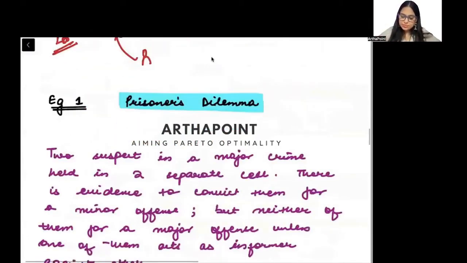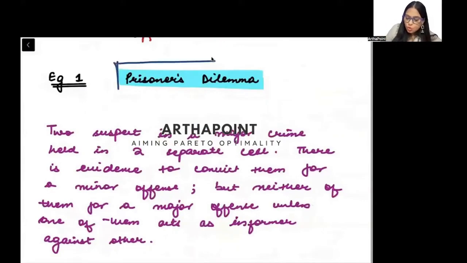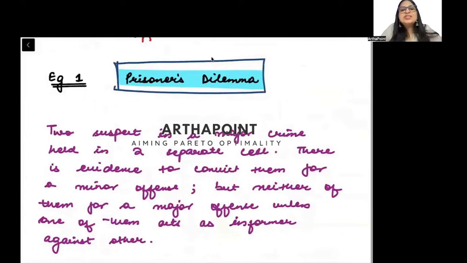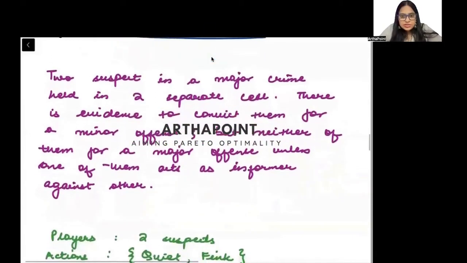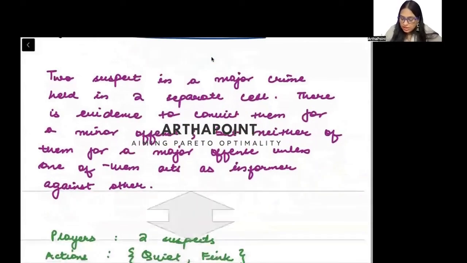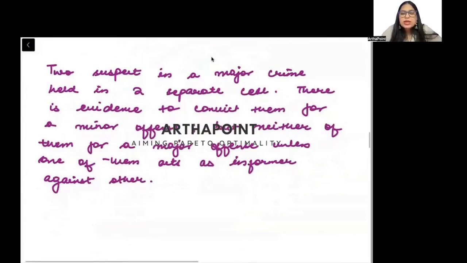Let's take the first example. The most famous example, prisoner's dilemma. So consider that there are two suspects. कि दो लोगों ने मिलके एक क्राइम किया है. हाँ, इन दोनों ने जो क्राइम किया है, that is a very major crime. But I don't have proof for their major crime. मेरे पास इनके major crime का कोई सबूत नहीं है. I don't have any proof for the major crime that they have committed. But I have a proof for their minor crime.